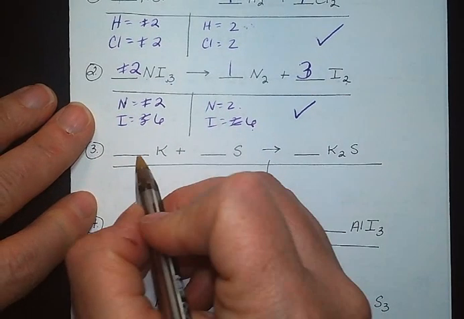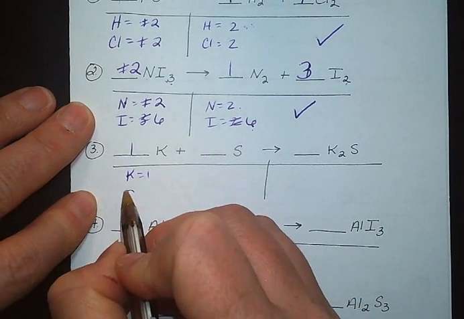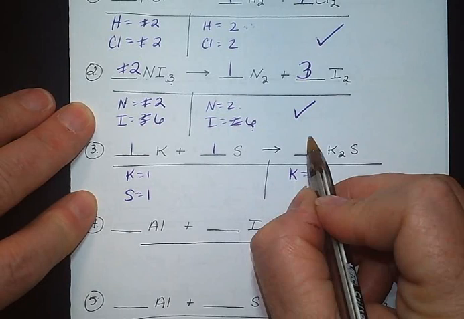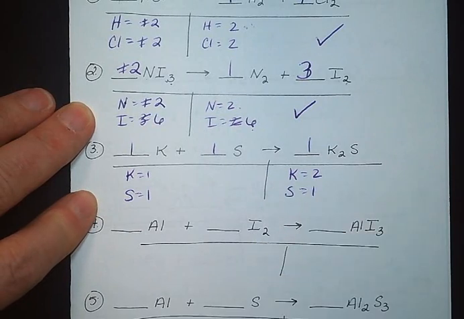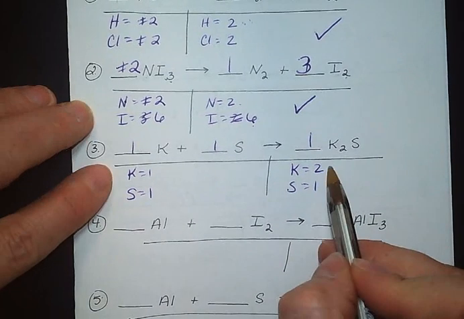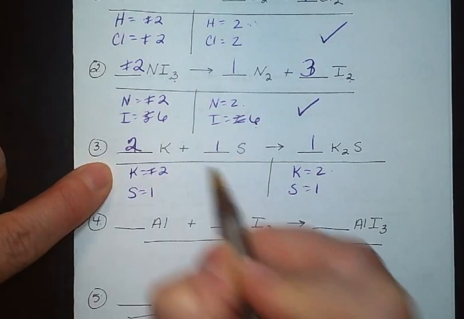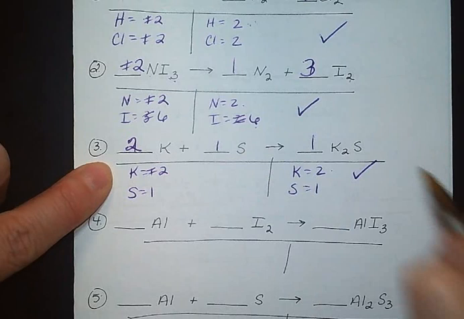Potassium and sulfur. If I have 1 potassium and 1 sulfur on that side, I have 2 potassiums and 1 sulfur there. The only thing that's out of balance is potassium. So if I put a 2 here, it becomes 2 and 2, and I'm balanced.